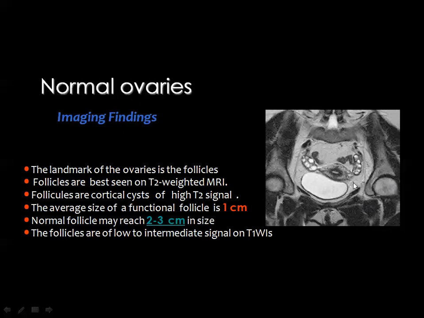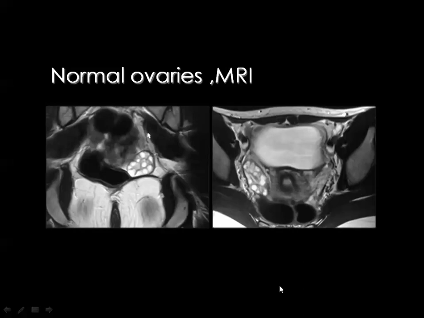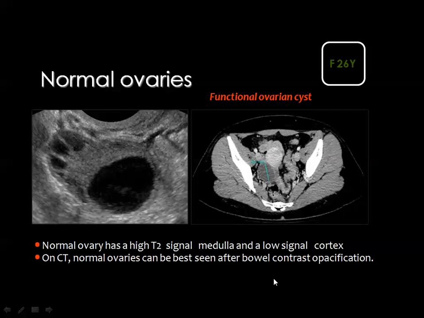The ovaries are identified better in the T2 weighted image by the detection of these cystic hyperintense follicles within the ovary, and usually it is difficult to see the ovary in the T1 weighted image, but it is easy in the T2 weighted image guided by the ovarian follicles. And this is the normal appearance of the ovary in T2 weighted image, and this is another appearance, and you see multiple variable sized cystic lesions within the ovary, as you can see in these T2 weighted images.